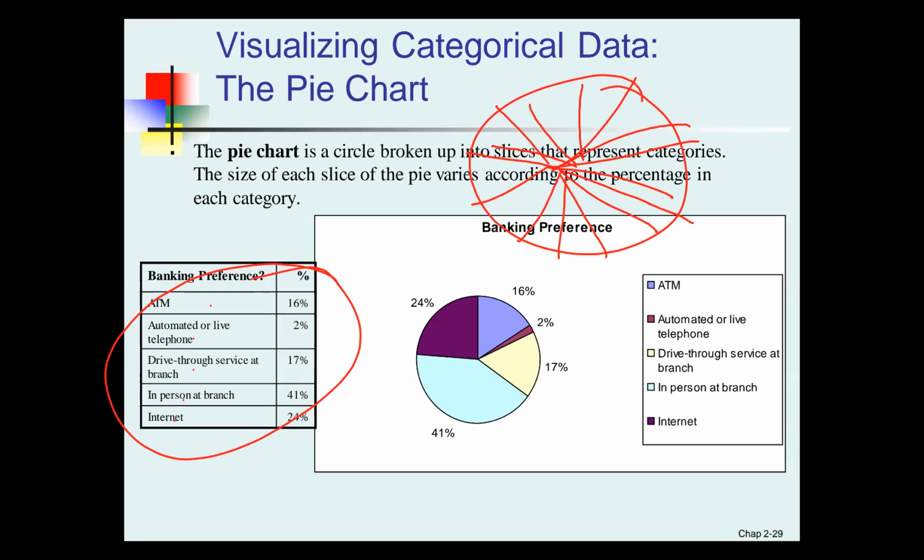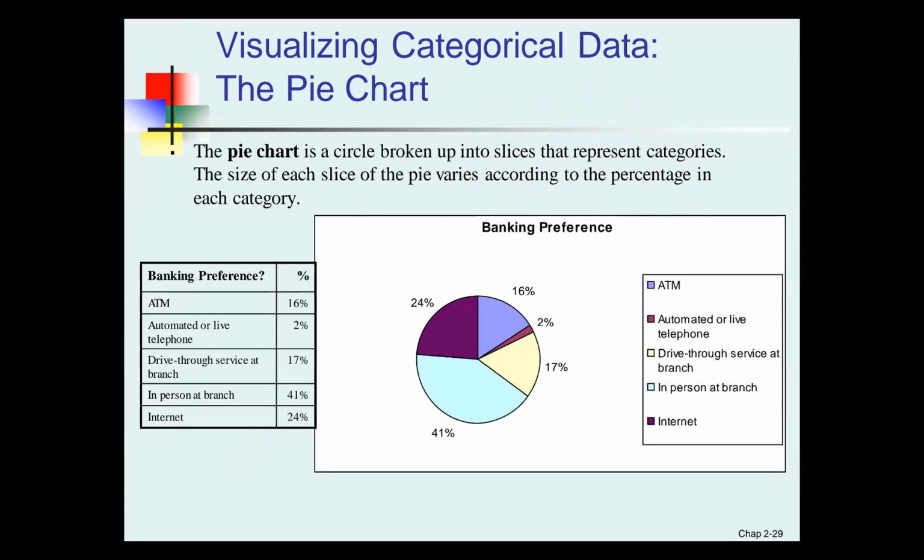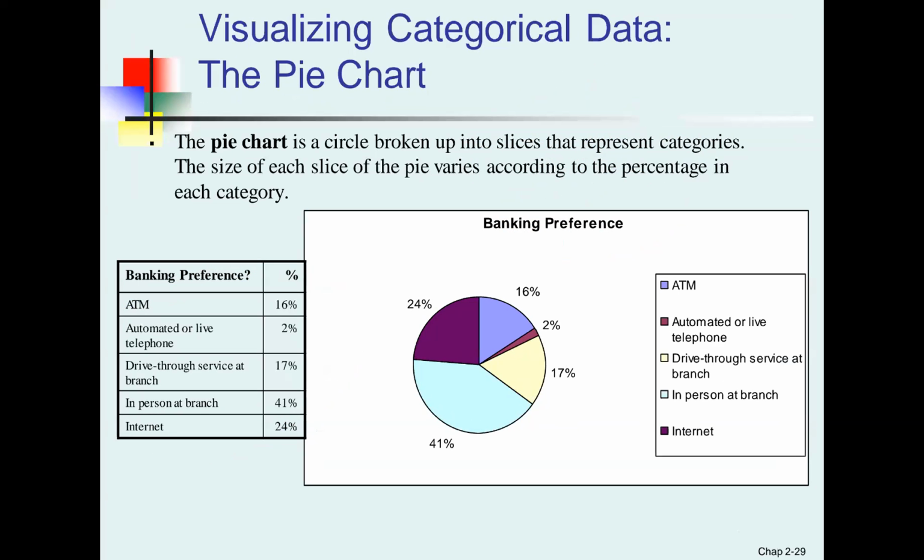You're seeing this pie chart that I've got. It's even difficult to see and notice. So you use the pie chart when the categories are usually less than 8, at most 8.